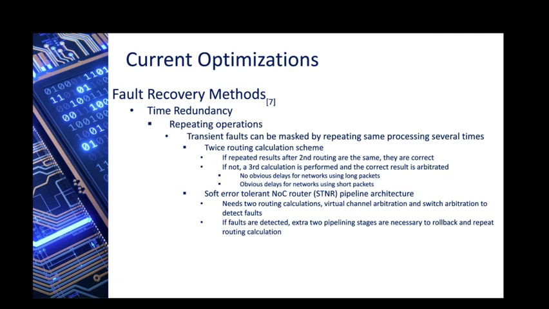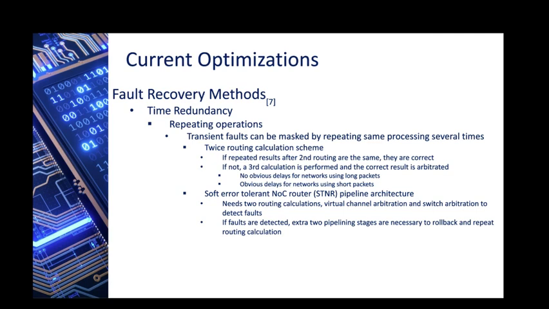One example is the twice routing calculation scheme. If the repeated results after the second routing are the same, then they are correct. If not, a third calculation is performed and the correct result is arbitrated. In this scenario, there are no obvious delays for networks using long packets, but for networks using short packets, there will be obvious delays.